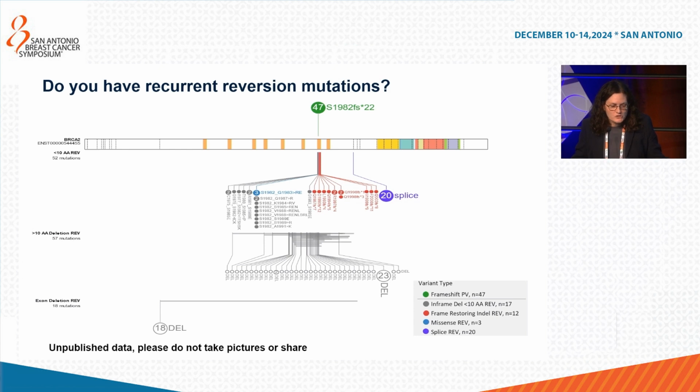Do you have recurrent reversions? This is the founder. This is across 7 different individuals, and you can see that you have common reversions that happen to this same founder, and so we can see common reversions.